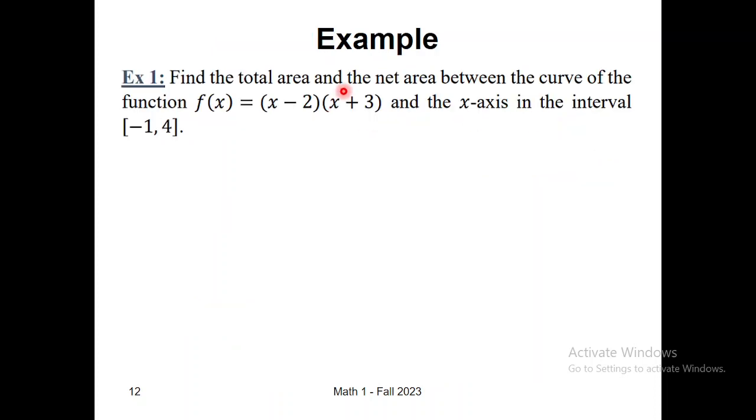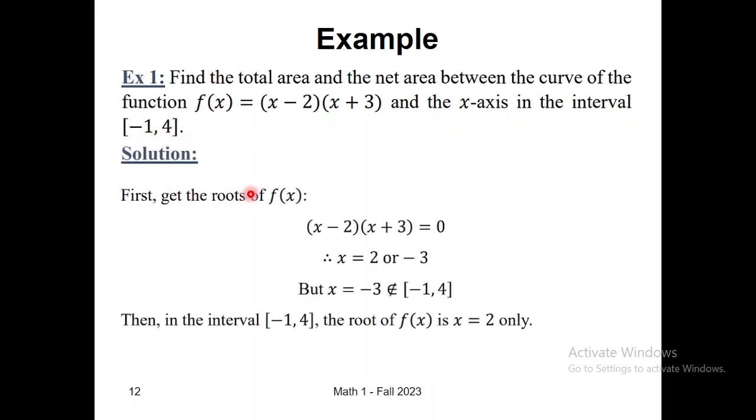Let's consider an example. Assume that we have this function and want to find both the total area and the net area between this function and the x-axis on the interval from -1 up to 4. If you start with the total area, in order to find the total area, you have to find when this function is below the x-axis and when it is above the x-axis.